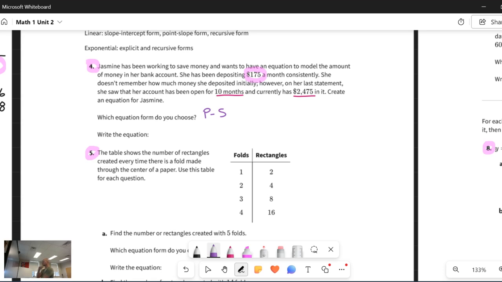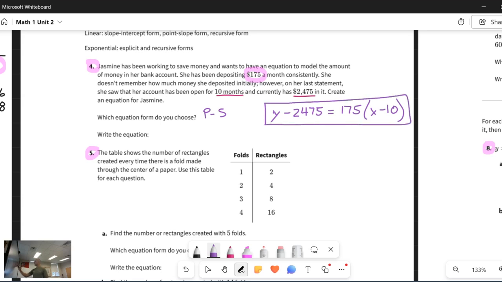When we write out our equation, though, we're saying, all right, point slope. We're going to say y minus 2,475 is equal to our slope, x minus 10. Boom. Now, it doesn't even ask us to solve for this problem. It just says, hey, can we set up an equation? So we're done. Even if we don't know how much money she started with at the moment, we're done. We don't need to worry about it.